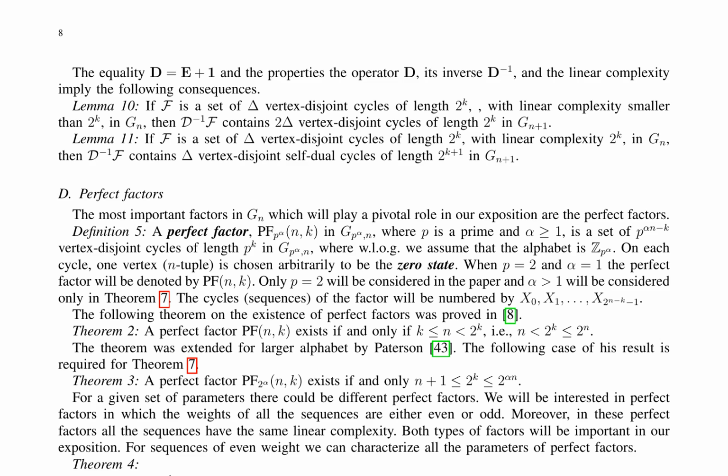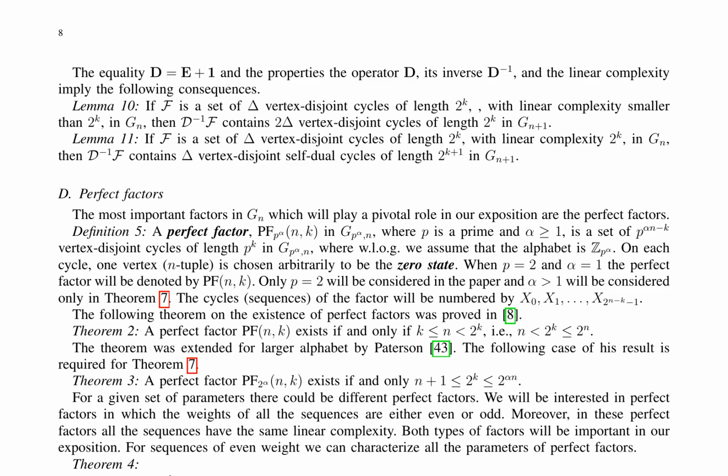This section of the research paper delves into the properties of the operator d and its inverse d^-1, shedding light on their implications for vertex disjoint cycles in graphs. Lemmas 10 and 11 elucidate the relationships between the linear complexity of cycles in G_n and their corresponding cycles in G_(n+1). The authors introduce the concept of perfect factors, a pivotal notion in the paper. A perfect factor PF_p^alpha(n, k) in G_p^alpha(n) is a set of p^(alpha n - k) vertex disjoint cycles of length p^k, where p is a prime and alpha is greater than or equal to 1.